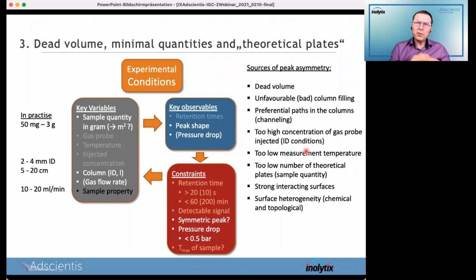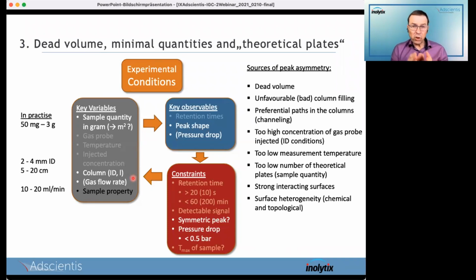There are certain sources of peak asymmetries. First, dead volume. You have dead volume if you have only a small sample size, but a long column. This is just that volume which doesn't really help to make a nice peak shape. It can also be unfavorable or bad column filling. You have seen how much care we took to fill the column, so this is very reproducible. If it's done differently, you don't really know what happens here.